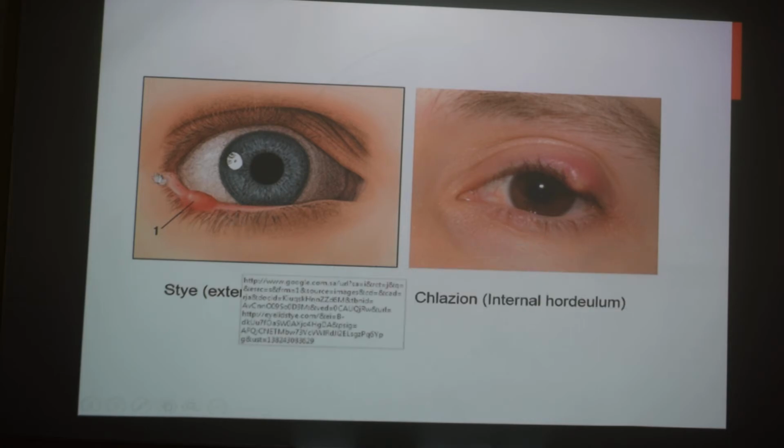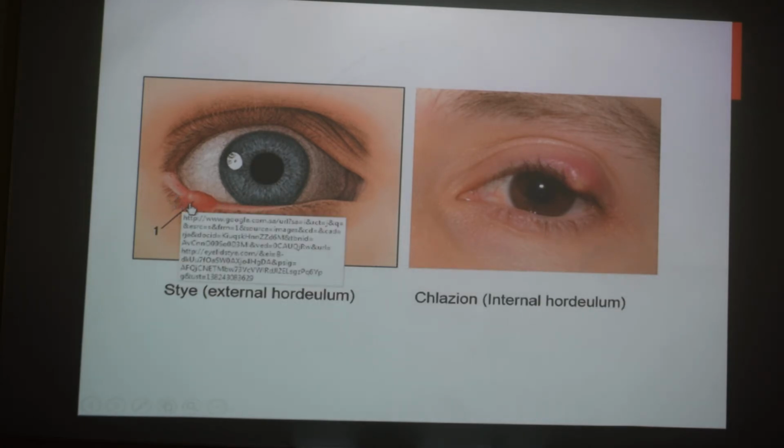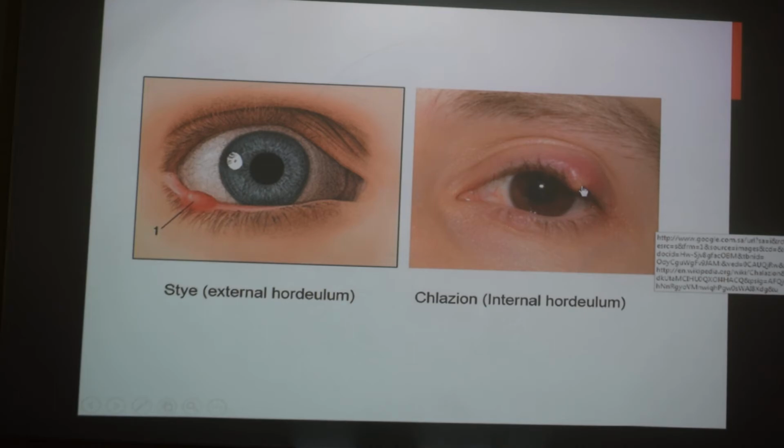So you can see it here. This is on the lid margin, you can see a bulging, and that's the external hordeolum. And this one is basically the infection of the meibomian gland, which is the internal hordeolum.